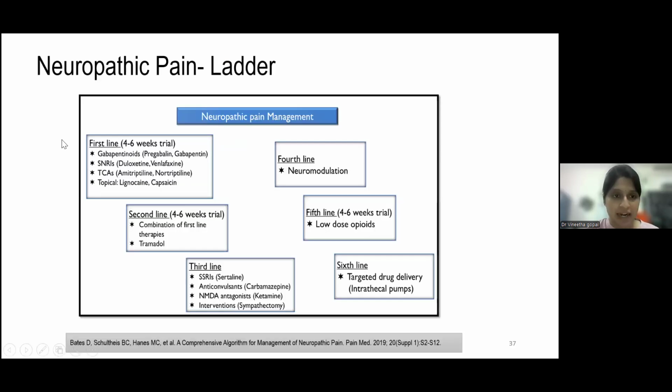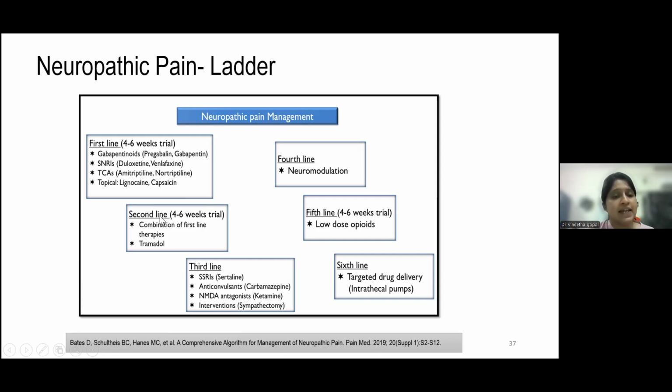Now, this is the neuropathic pain ladder. The other one was basically for nociceptive pain, although adjuvants are for neuropathic pain, but there is something known as the neuropathic pain ladder, in which the first line, that is 4 to 6 weeks, because these drugs will not work overnight, we should give a trial of either gabapentinoids, SNRIs, TCAs, tricyclic antidepressants, and topical agents. Topical is not important in the cancer population. Post-herpetic neuralgia and such, we can give topical. Of course, your immunosuppressed patients can come with PHN or herpetic neuralgia. There we can go for topical. Otherwise, gabapentinoids, SNRIs, or TCAs.